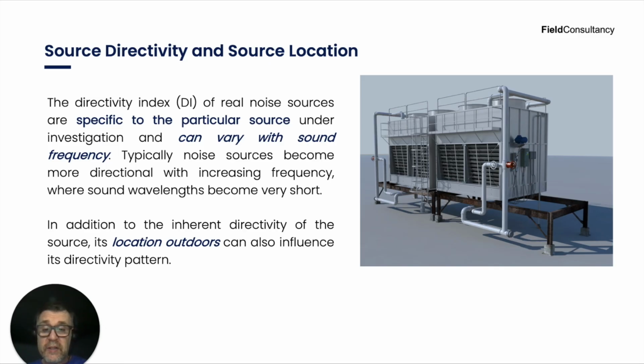In addition to the inherent directivity of the source, the location of the source can influence its directivity pattern. And in this case, on the right-hand side here with the picture of the chiller, it is sitting on a concrete platform or a concrete roof of a building. So this would exhibit different characteristics of directivity compared to if it was hanging in free space. We'll go into this further now.